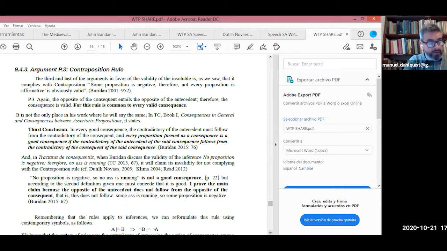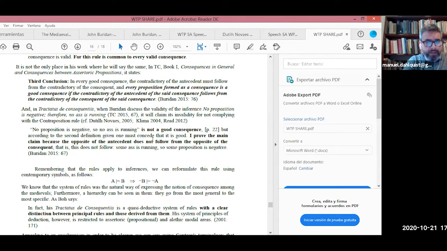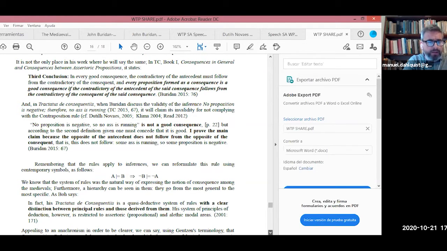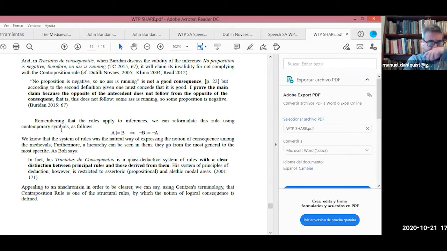In Tractatus de Consequentiis, Buridan discusses the validity of the inference, comparing with Dutilh Novaes and Klima. The point is, I can utilize contemporary logic for formulating the inference. We can reformulate this rule using contemporary symbols as follows. Yes, this is the contraposition, and my version of the contraposition rule applies to inference.